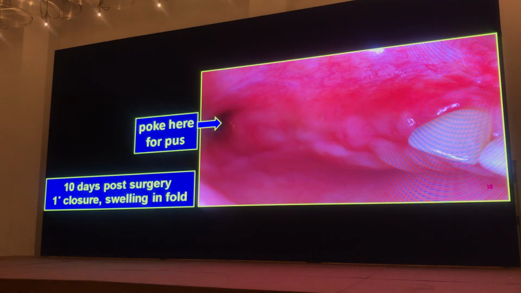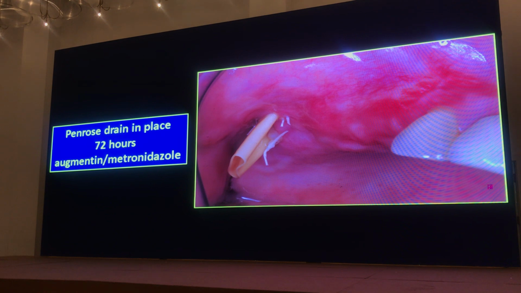Problem is, 10 days later, bit of swelling, and if I push on that, I get drainage. So what I did here is I reinstituted a different antibiotic and put in a Penrose drain. The drain is not in the sinus, the drain is just underneath the soft tissue to facilitate drainage.